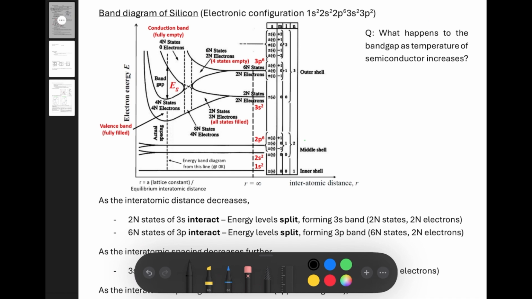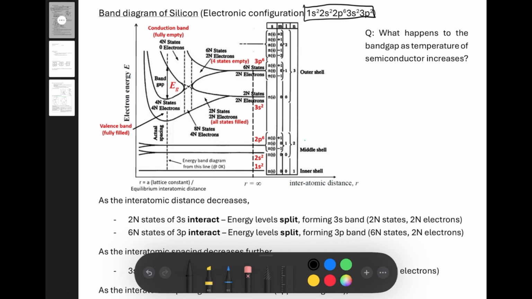So now let's look at silicon, which is the most common material used to make semiconductors, and its electronic configuration is 1s2, 2s2, 2p6, 3s2, and 3p2. I'm not going to explain how this is obtained, as you should have done it in any high school chemistry syllabus. Instead, I'm going to explain how this energy diagram or band diagram is obtained.